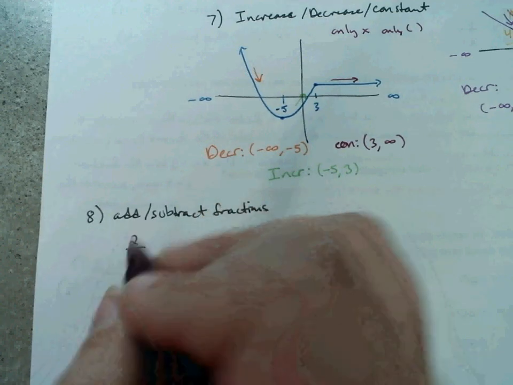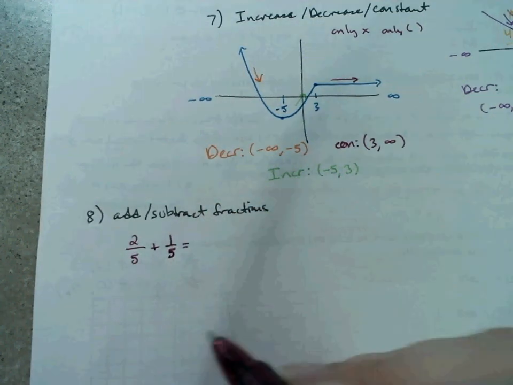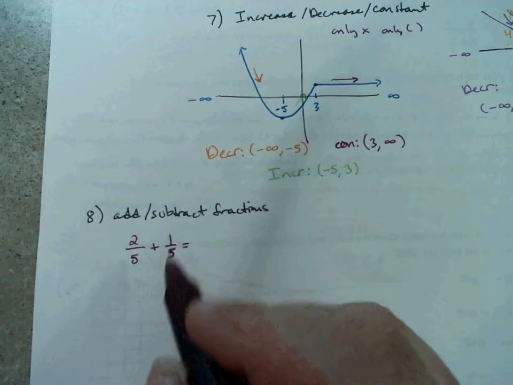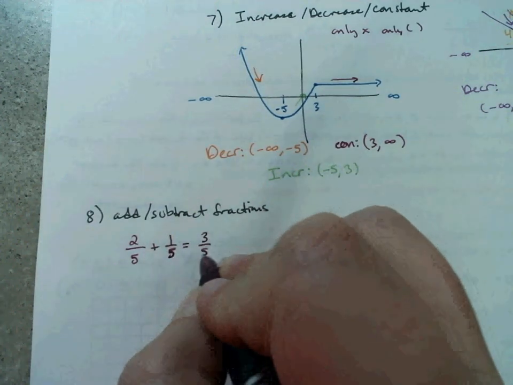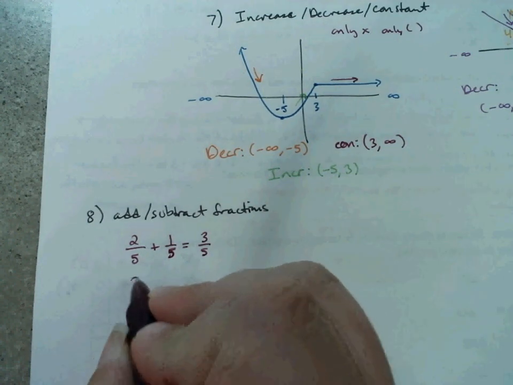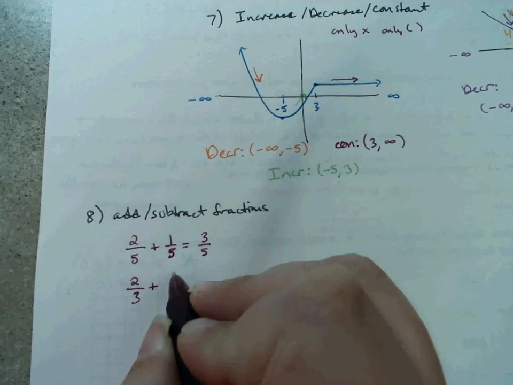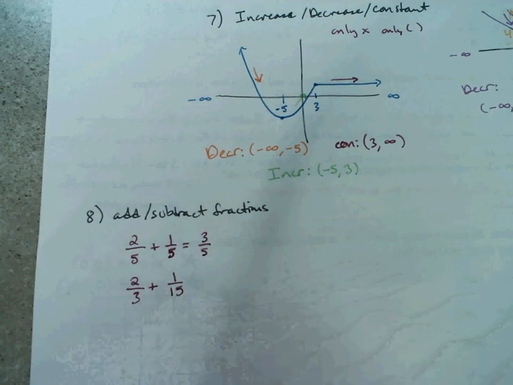The only way that I can add 2/5 and 1/5 is because they have the same denominator. I'm comparing the same amounts. 2/5 plus 1/5 is 3/5, right? If I had 2/5 thirds plus 1/15, right?